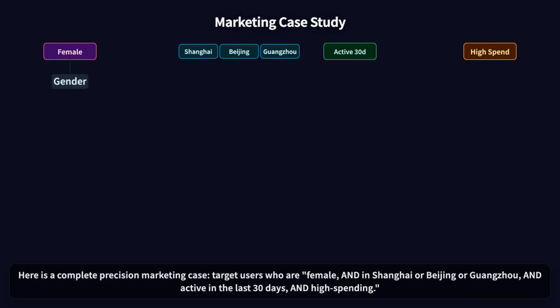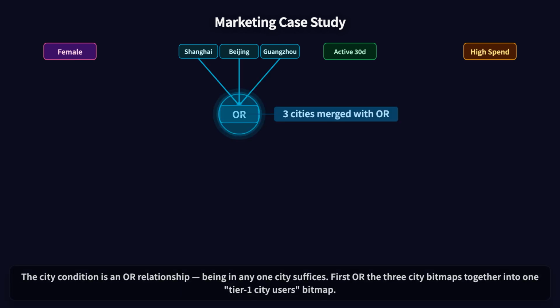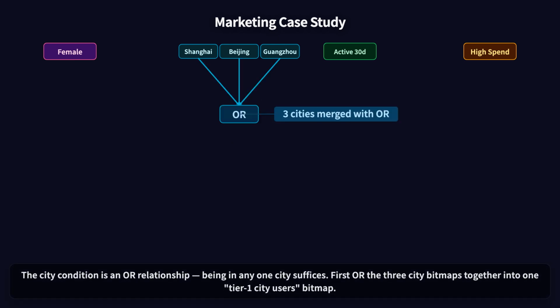Here is a complete precision marketing case. Target users who are female and in Shanghai or Beijing or Guangzhou and active in the last 30 days and high spending. The city condition is an OR relationship. Being in any one city suffices.